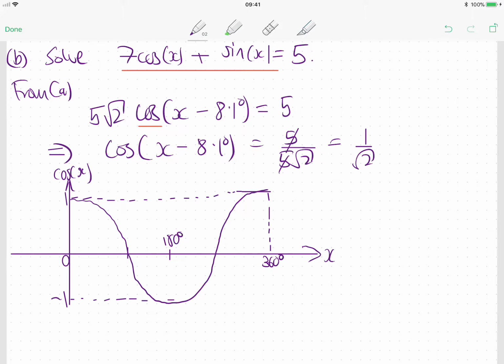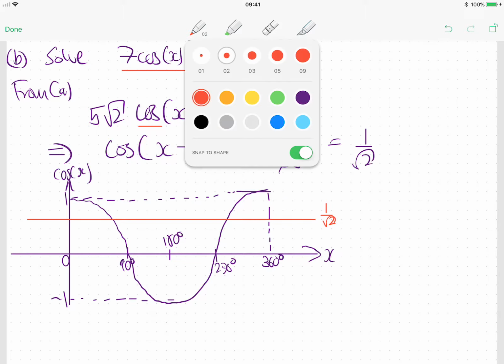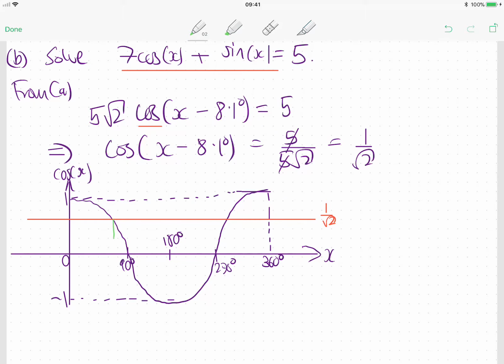Half of 180 is 90. You can see that crosses the x-axis there. And halfway between 180 and 360 is 270. And this should be equal to 1 divided by root 2. So this can be 1 over root 2 here. So where are our solutions? We have 1 here, this value, and 1 here, this value.